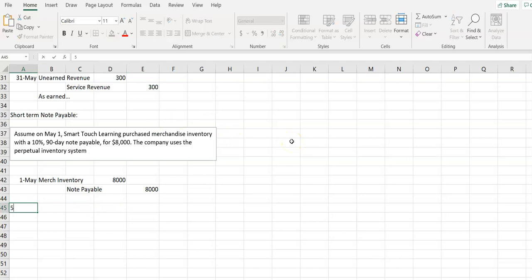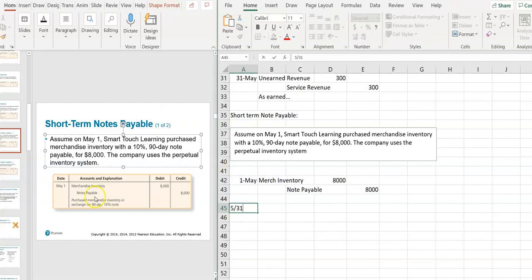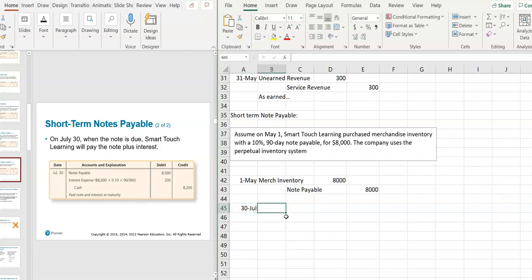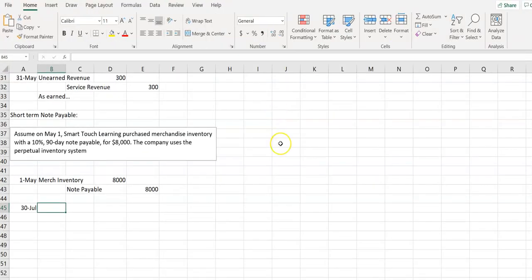So at May 31st, let's see if that's what they want us to do. I'm assuming we're going to have to accrue interest. Oh, they didn't do it until the end. So no, we don't have to. Okay, so it's payable on July 30th. Now, notice here they're using a 360-day year. I want to make this big again.